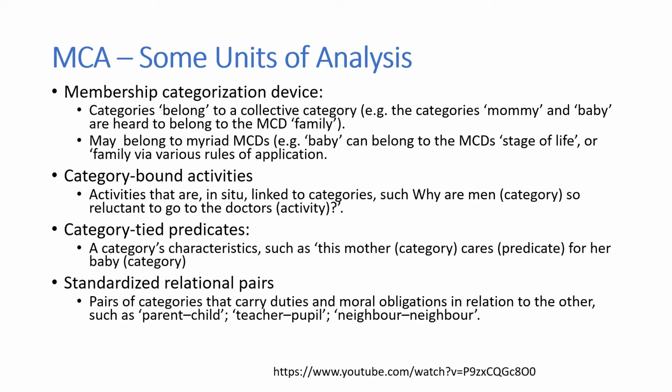We also have category-tied predicates. So these are more the verb phrases, and these kind of allude to a particular category's characteristics. So like this mother cares, care is a predicate for her baby, and we see how these two categories of mother and baby are connected by this predicate of caring. There's also the concept of standardized relational pairs, pairs of categories that fit together and carry certain duties and moral obligations. For example, parent and child, teacher and pupil, and neighbor and neighbor.